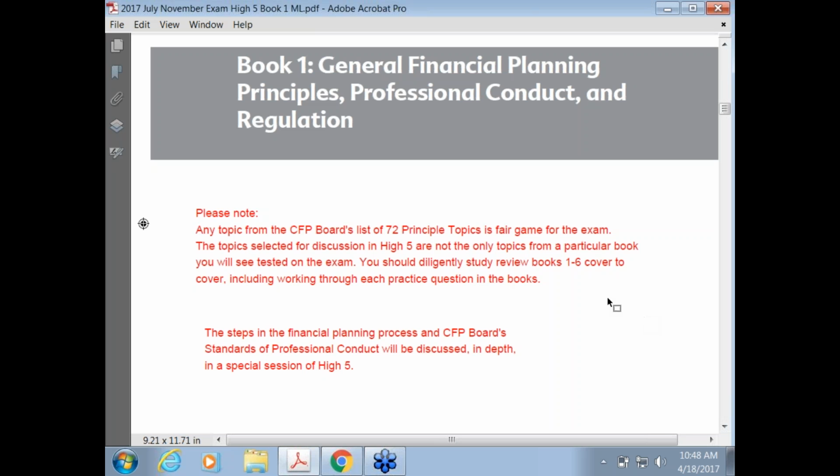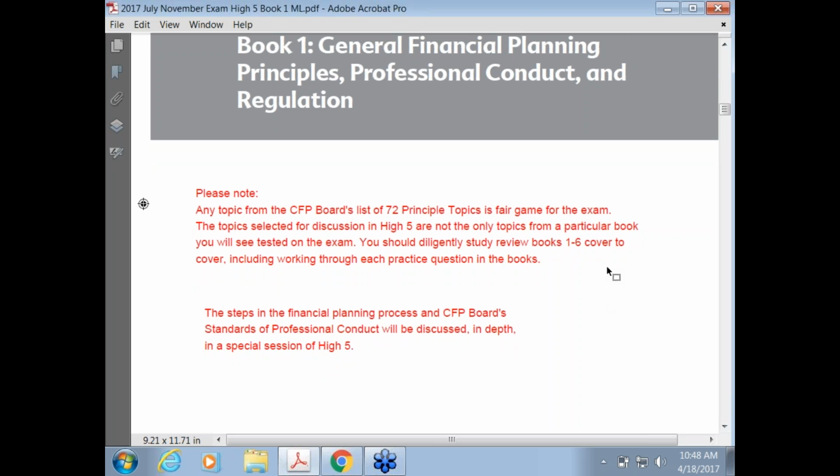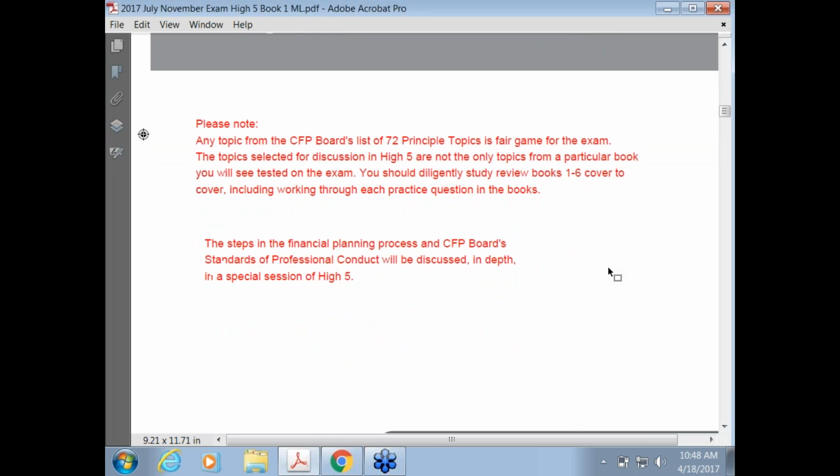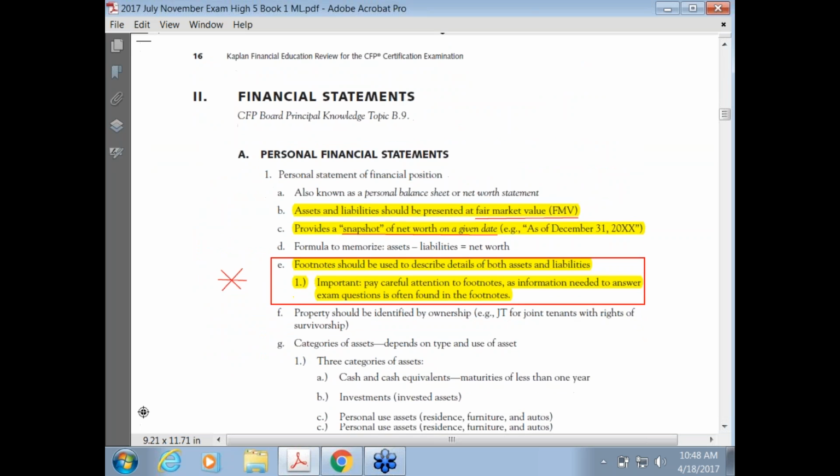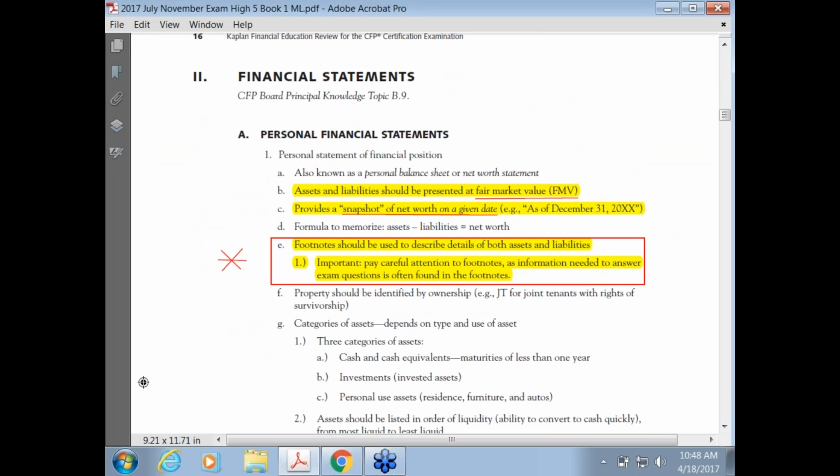And as I've mentioned a few times already, I'm going to give you a special session for the standards. These different recordings will be put up pretty close to one another, and you don't have to watch them in any particular order, but most folks I've found tend to go book 1 through 6 when they do this. So the first section I wanted to stop on in book 1, financial statements.